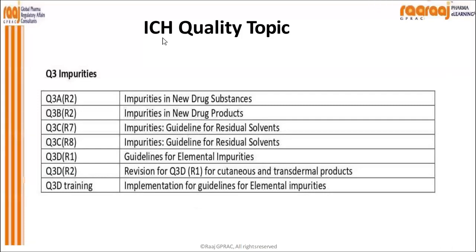Okay. Then Q3 talks about the impurities in new drug substance, new drug product, then residual solvents, then elemental impurities. This is also very important, Q3D. Then Q3D R2 also came into publication, that is for cutaneous and transdermal products. And then Q3D talks about the training, that is implementation guidelines for elemental impurities. Okay, so nowadays if you see elemental impurities, genotoxic impurities has become a very popular or hot topic because of nitrosamine impurities. Okay.